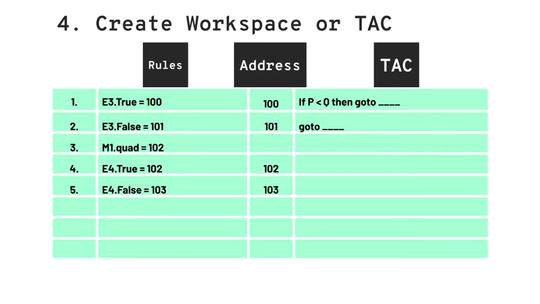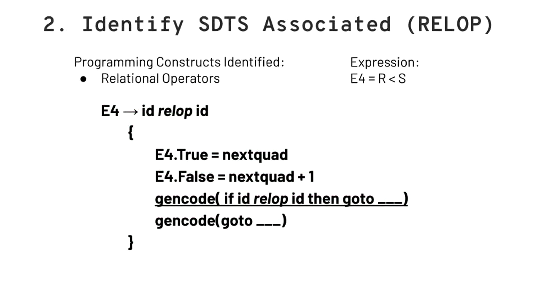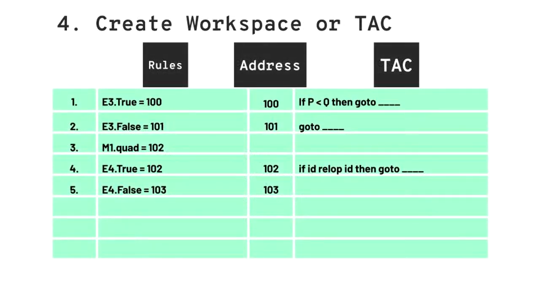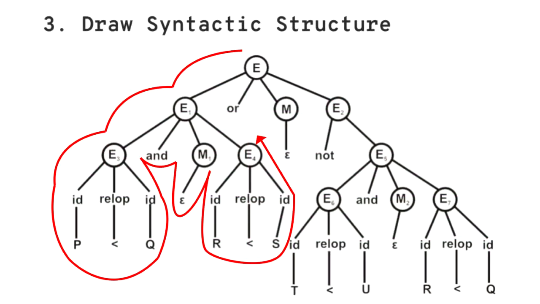Now we see gencode. If id relop id, then go to dash and gencode go to dash. With gencode, we generate code that is inside the parentheses. That is, if id relop id, then go to dash and go to dash. Here the first id is r, relop is less than symbol, and second id is s, and the dashes will be filled later.